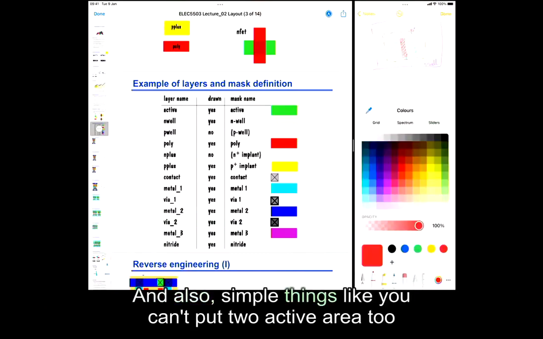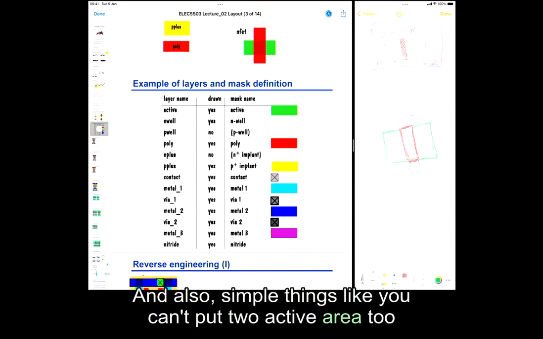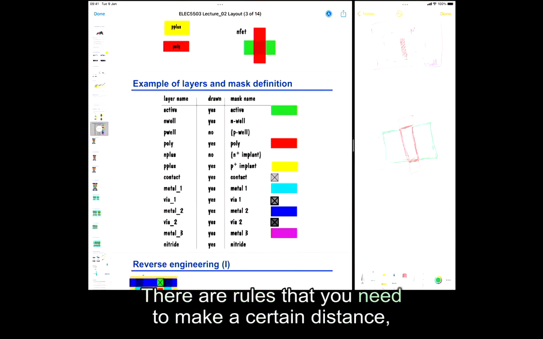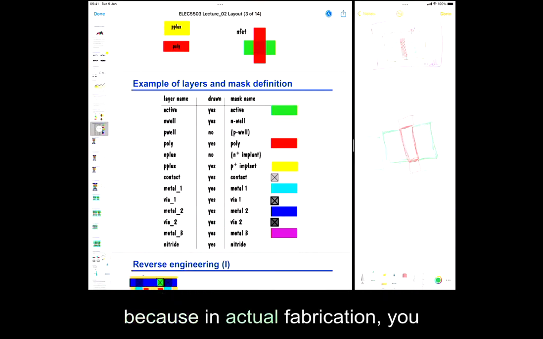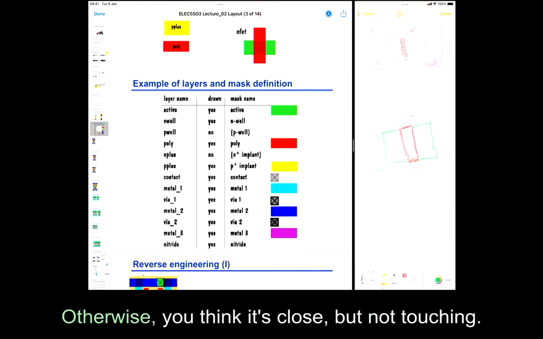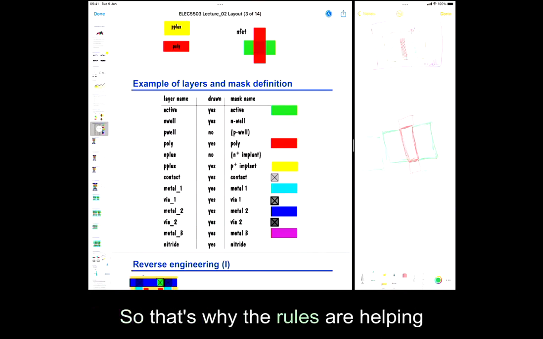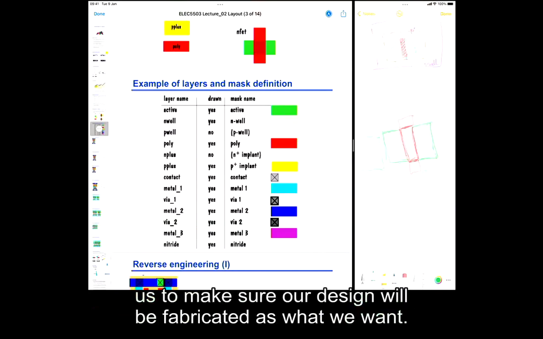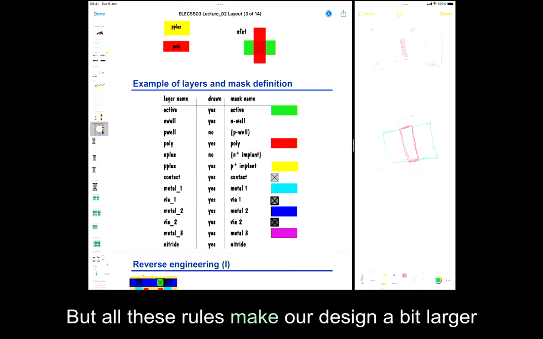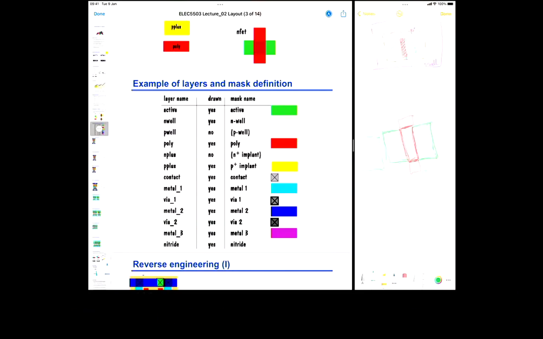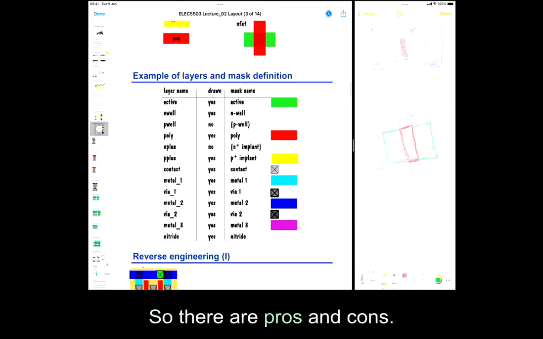And also simple things like, you can't put two active areas too close to each other. There are rules that you need to keep a certain distance, because in actual fabrication, you need to leave a bit of margin. Otherwise, you think it's close but not touching, but after fabrication, you realize it's shorted. So that's why the rules are helping us to make sure our design will be fabricated as what we want. Okay, but all these rules make our design a bit larger instead of more compact. So there are pros and cons.